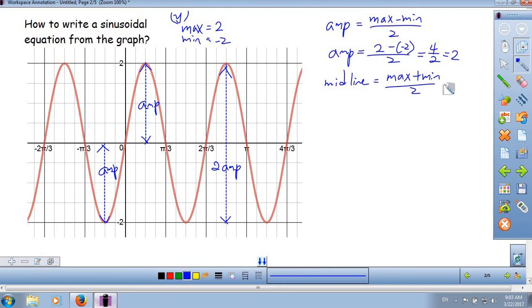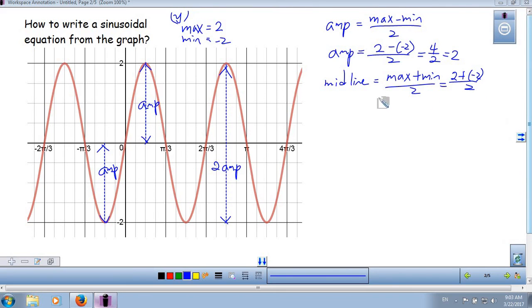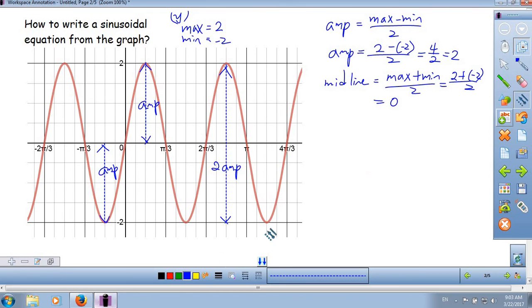So how do you get that? You take the peak plus the trough, and divide by 2. In this case, it's 2 plus negative 2 divided by 2. 2 plus negative 2 is equal to 0, so 0 divided by 2 is 0. As you can see, the midline in this case is 0. Let me highlight the midline for you just in case you need to see it. Yeah, that's the midline right there. This is y equals 0, the midline.